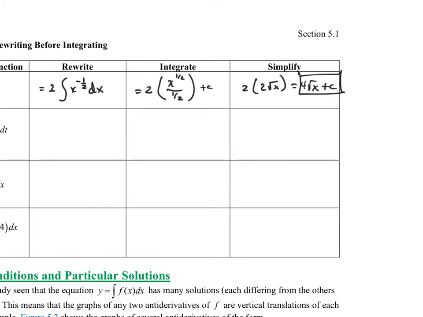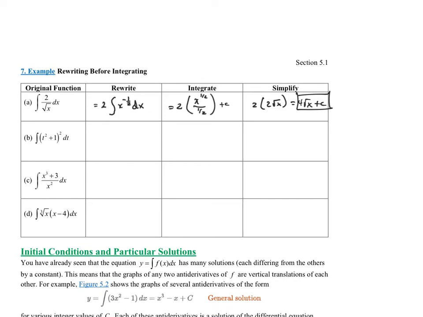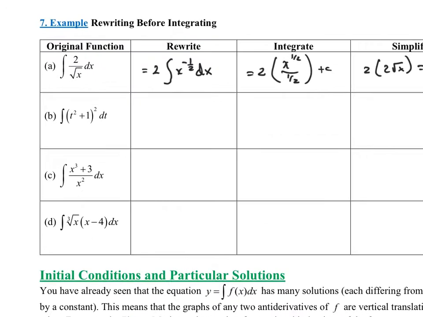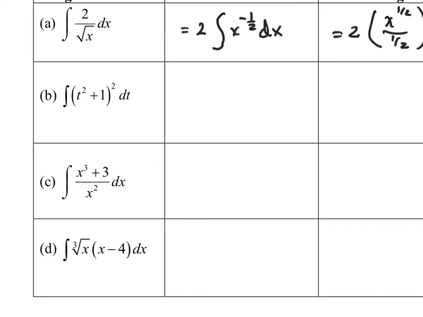So we should have 4x to the 1/2. I don't know why I chose that one back in radical form. I would have been perfectly happy if you left it as 4x to the 1/2. You did not have to go to the radical form. What about something like b?